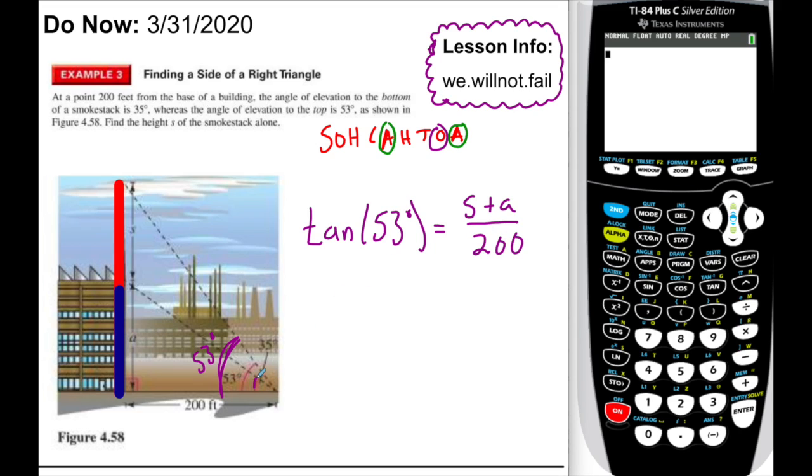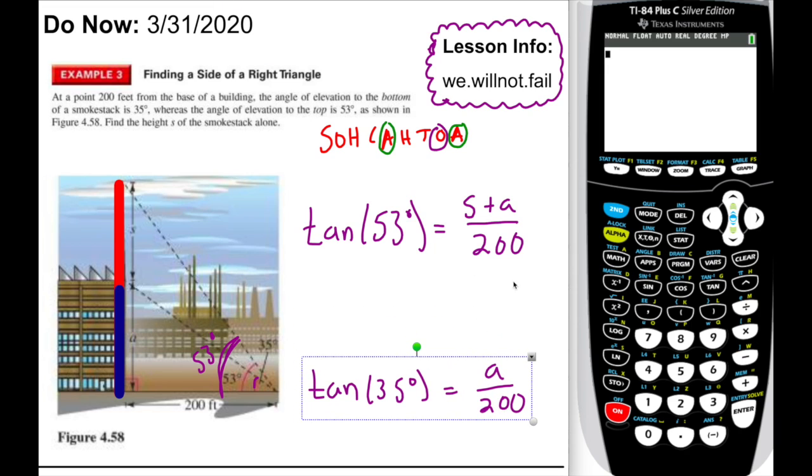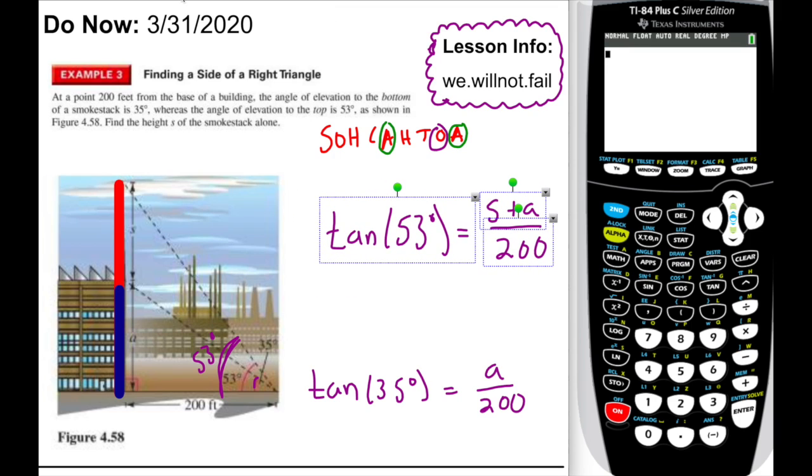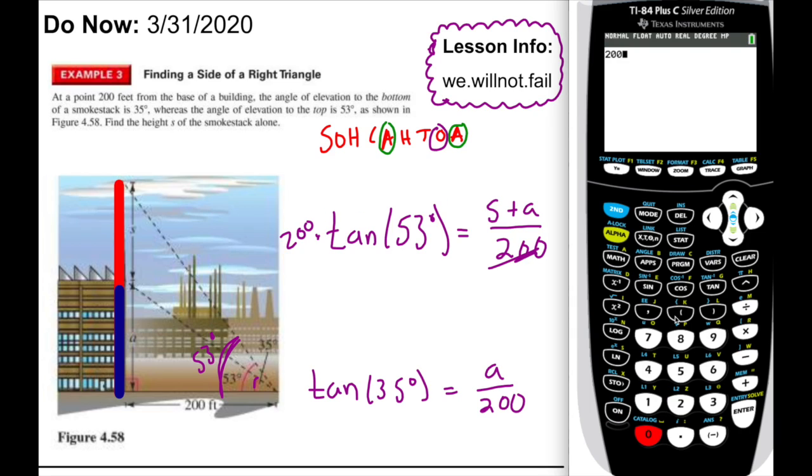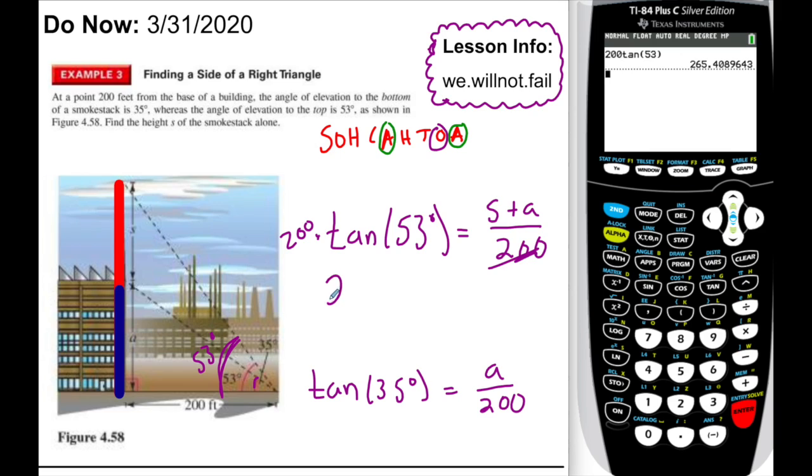Now, the other thing I know based on this little chunk here is that the tangent of 35 degrees is equal to A over 200. So let's see if we can do any solving here. What I know is that if I multiply both sides by 200, that will cancel, and so I get tan of 53, again remembering we're doing this in degree and not radian mode. So what I get is 265.409 is equal to S plus A. So the whole height is 265 feet, or 0.409 feet.